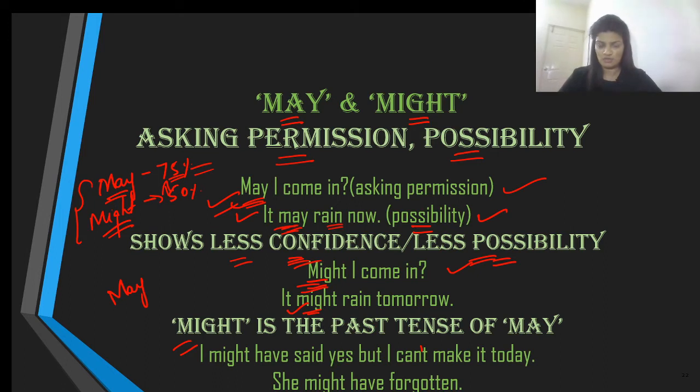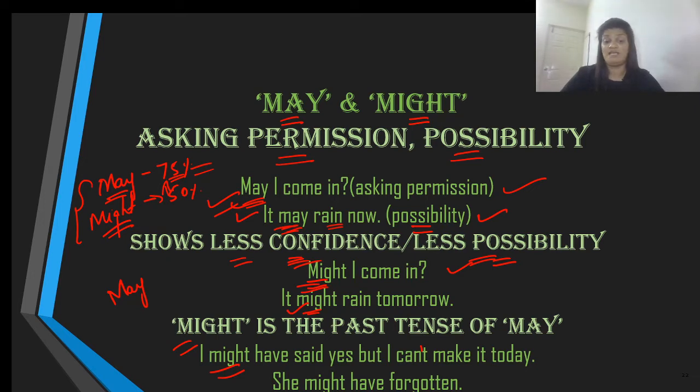So let us say there's a situation where your friend invites you and she wants you to come home for a party or something, and then you actually say no and you send her away, and then you are discussing this with your friend, and your friend asks you, why did you say no? And then you express this, you say this to your friend, stating, I might have said yes, but I can't make it today because I am busy and I am held up somewhere. Therefore, I said no to her. So this is referring to past tense. I might have said yes, but I can't make it today.